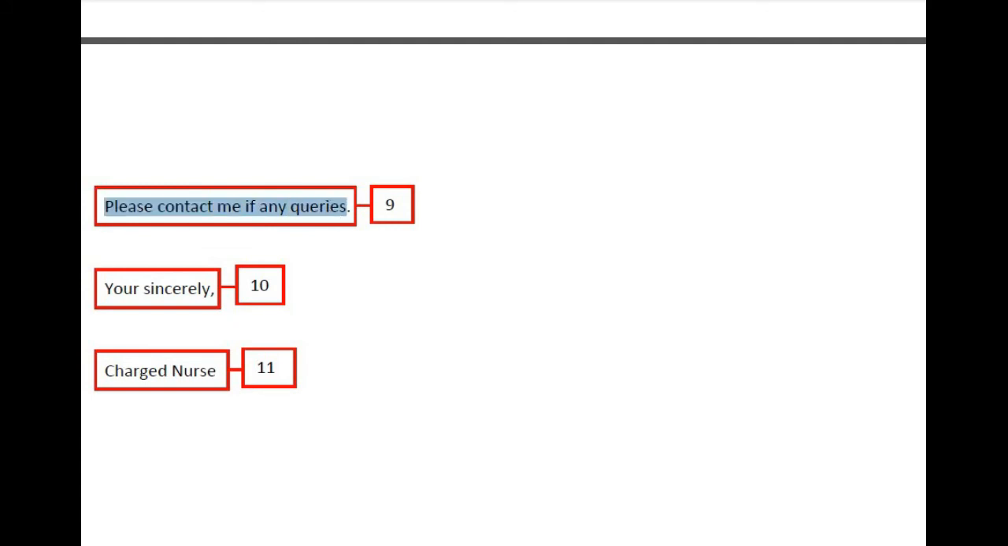Then it becomes, please contact me with any queries regarding Mr. Tej. Coming to the sign-off, the one used is wrong because you have to use yours sincerely, and it should be charge nurse instead of charged nurse. That's all about this letter. Thank you.